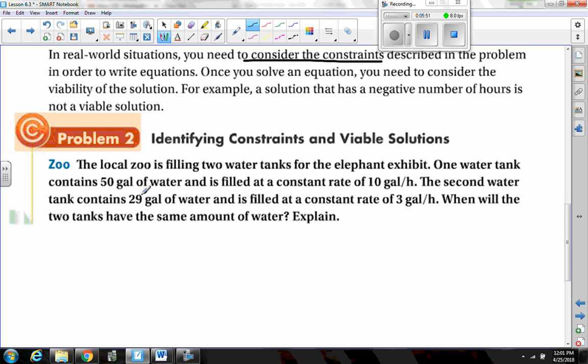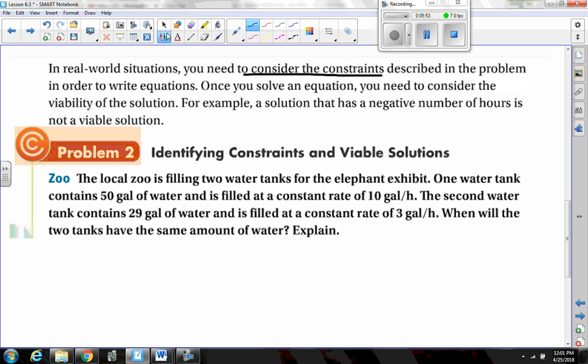So if we look at this particular example, it says a local zoo is filling 2 water tanks for the elephant exhibit. One water tank has 50 gallons of water, and it's being added to at a constant rate of 10 gallons per hour. Well, per hour means times hours, which I'll use a variable for. That's the total amount of water in that tank, right? So the water is equal to 50 gallons plus 10 gallons per hour.